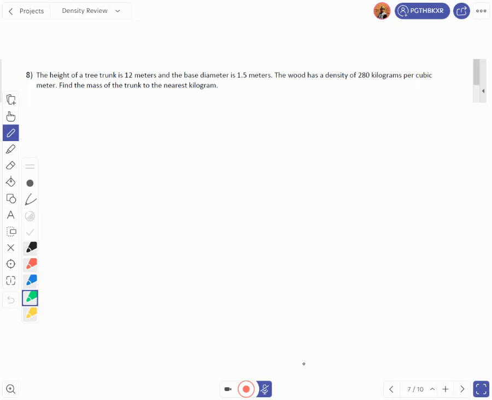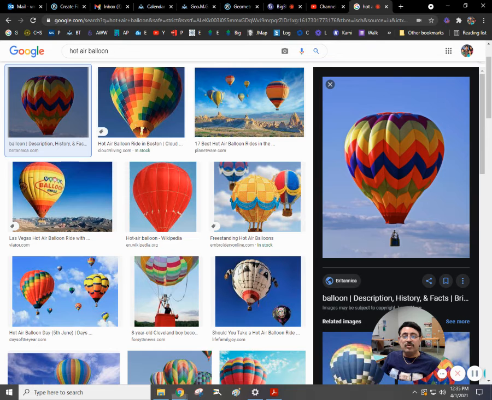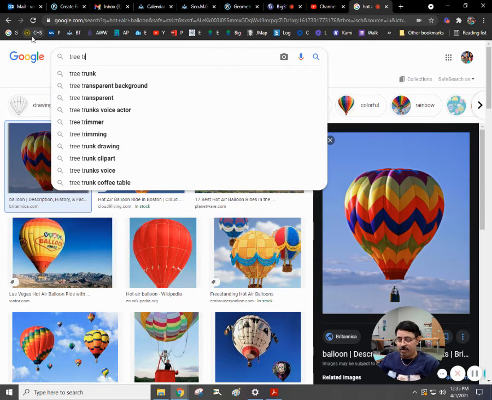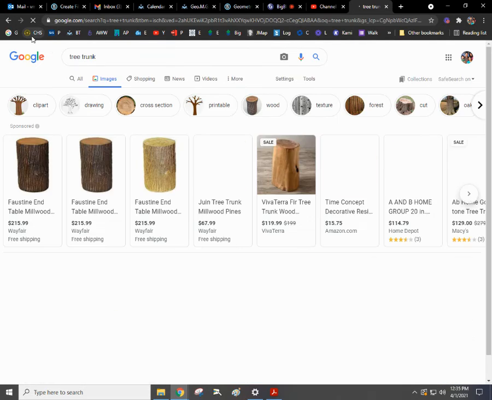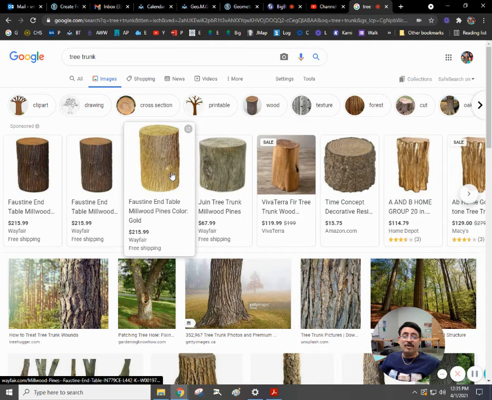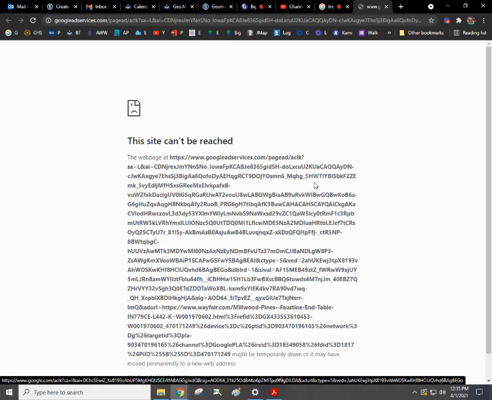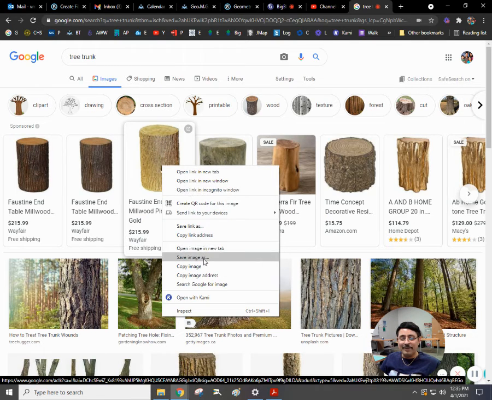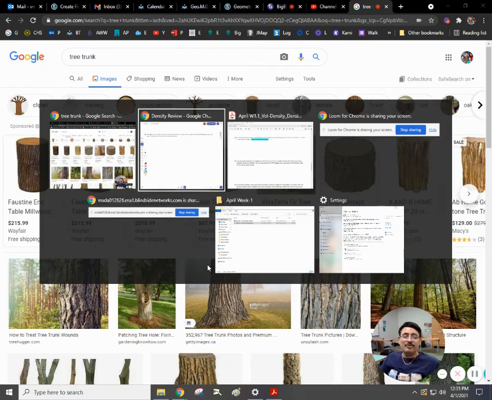So here the height of a tree trunk is 12 meters and the base diameter is 1.5. Let me go to Google again and copy this time the tree trunk. This is giving a better idea. So let me copy this image and let's go back to our page.